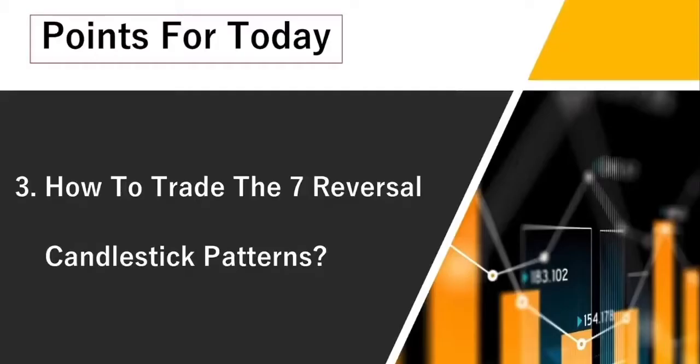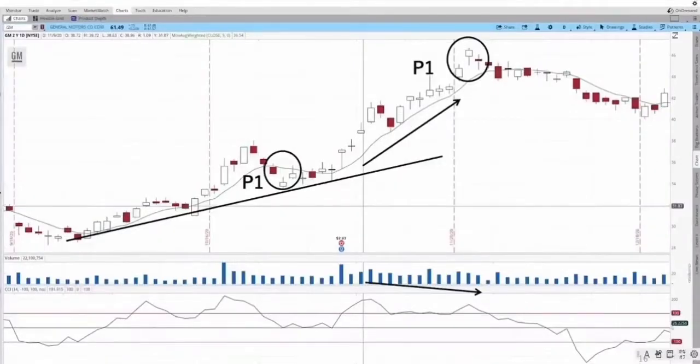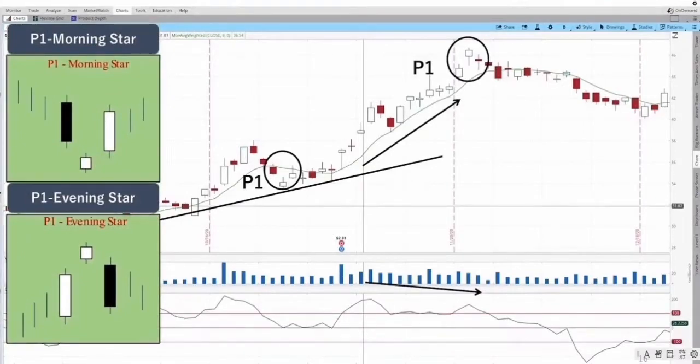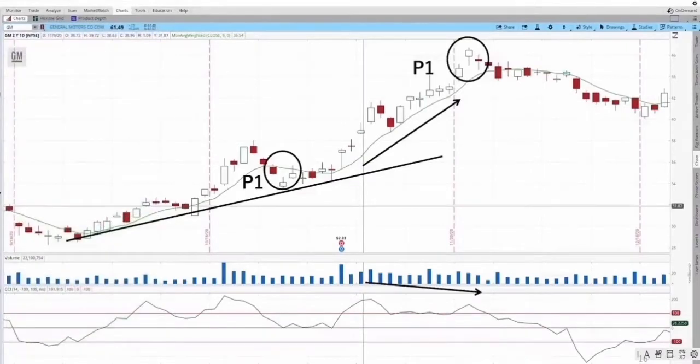Now let's see how to trade the 7 reversal candlestick patterns. From now, we are going to see several examples of trades using candlestick symbols. This chart shows pattern 1, the morning star and evening star symbols, and let's check the setup for this trade. So first, there are 2 signals you should pay attention to before you enter this trade.